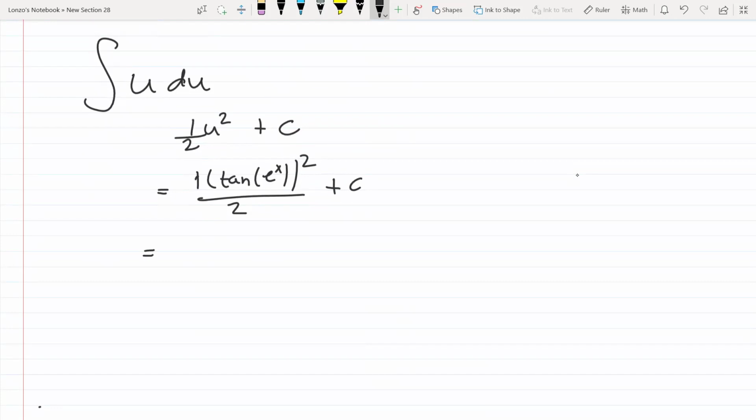Okay, so your final answer would be, if this is all squared, you can rewrite that as tan squared of e to the x all over 2 plus c.